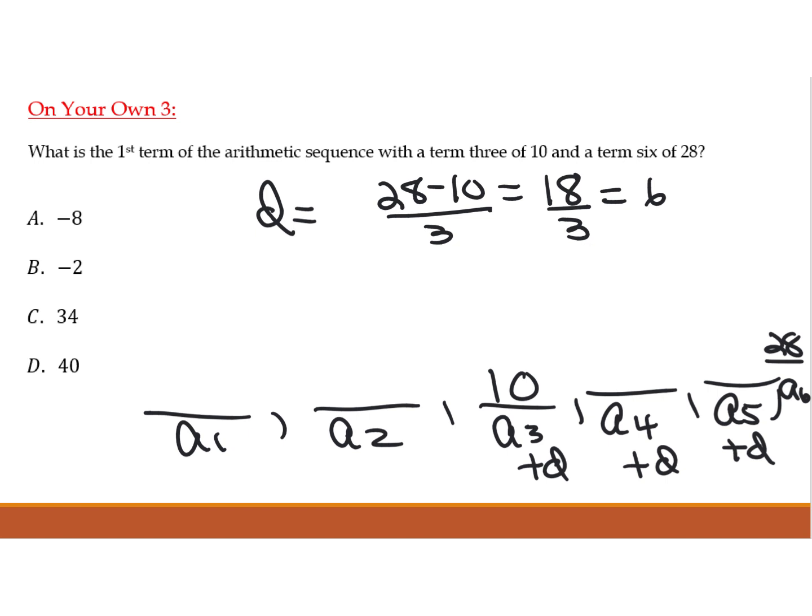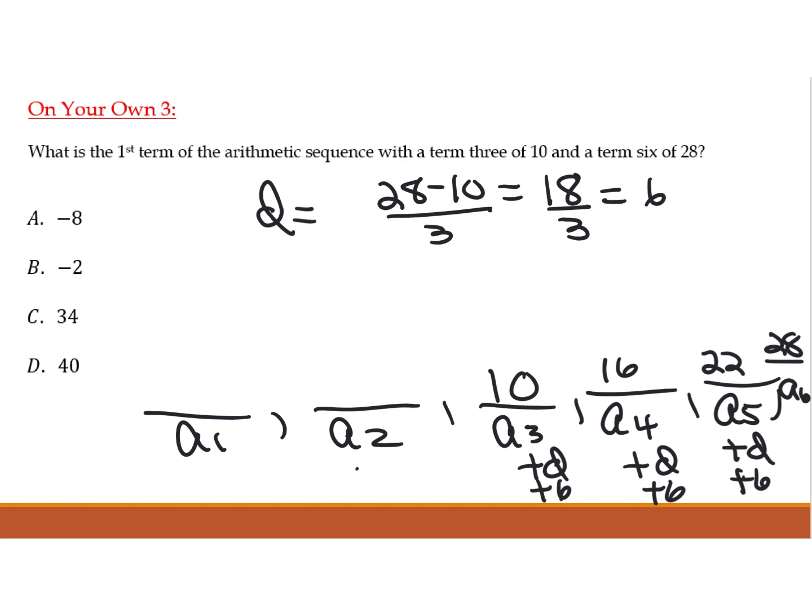So that means if I was doing this sequence, I would add 6 to 10, and it would give me 16. I would add 6 to 16, and the fifth term would be 22. And I would add 6 to 22, and it would give me the sixth term, 28. That is going forward. If we went backwards, we are not going to be adding 6. We are going to be subtracting that difference.